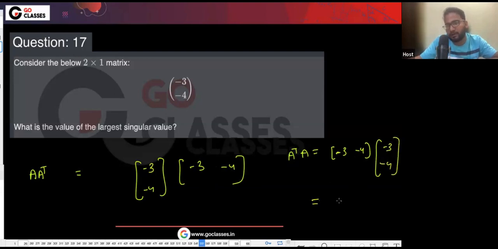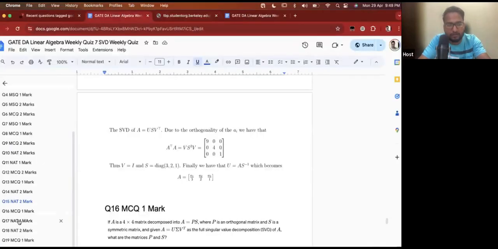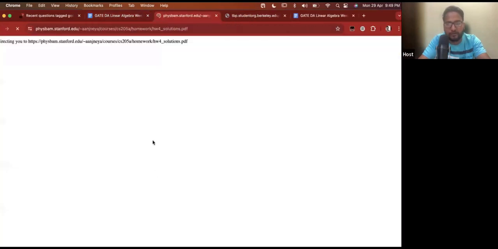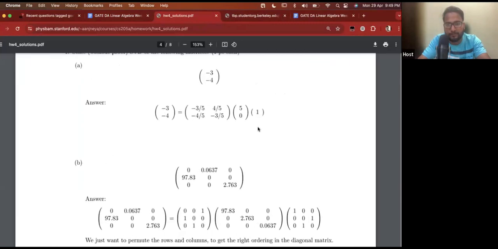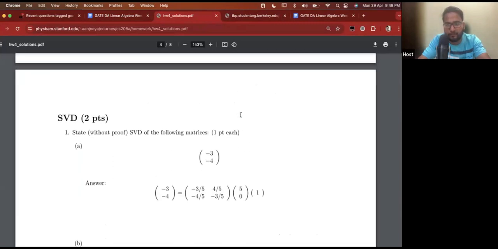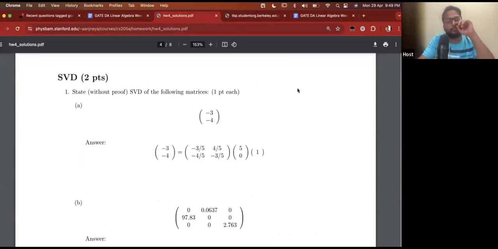So what are the eigenvalues here? I think this will be 25, right? So what is the singular value then? The singular values must be 5 and 0, because the eigenvalues here are 25 and 0. So 5 is the correct answer here. I have not written the answer, but that's fine. This question was from Stanford. Let's just check this. Okay, so 5 is the answer.